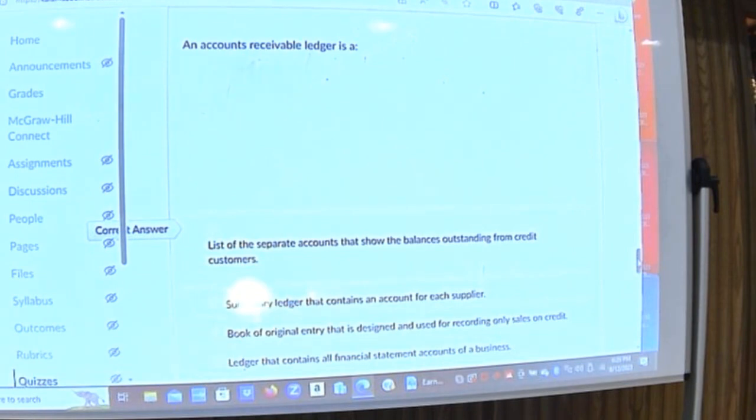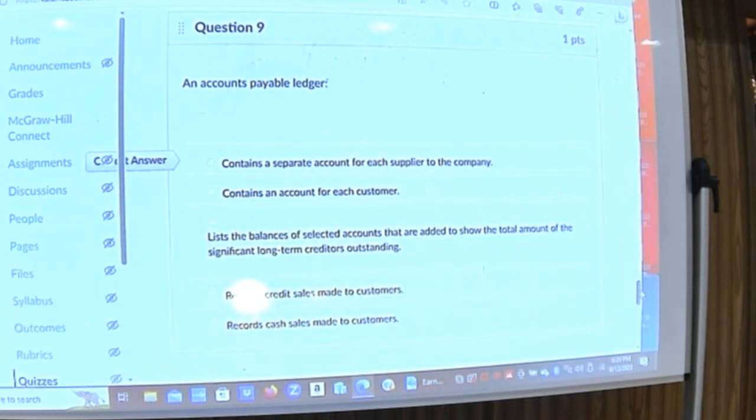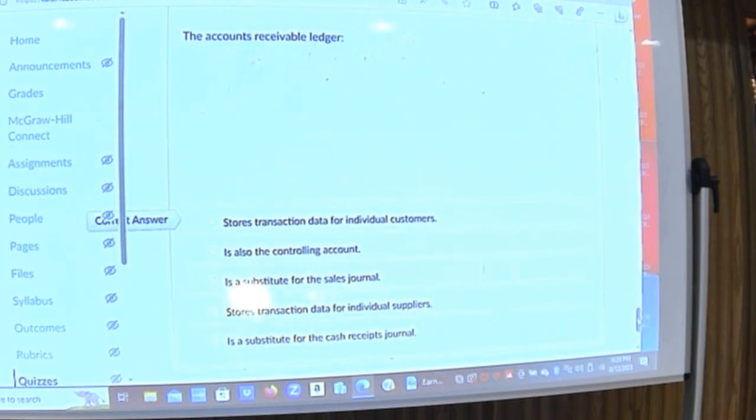And number 9, accounts payable ledger, first response, contains a separate account for every supplier to your company. And finally, number 10, the accounts receivable ledger. First response, stores transaction data for individual customers. That concludes set 2, chapter 3.